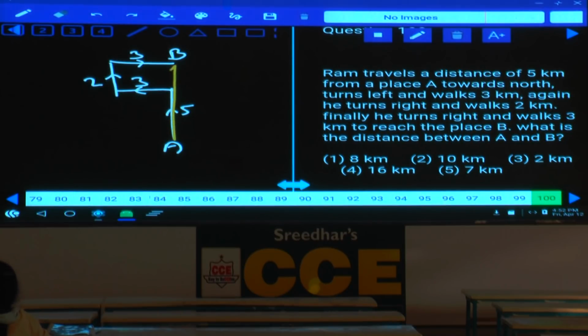Now we need to find out the distance between A and B. This is 5 and this is 2. 5 plus 2 is 7, choice 5. Done with this? Now this is about paper number 644, questions 66 to 100. Any doubts in this? Anything else to be discussed in this one?